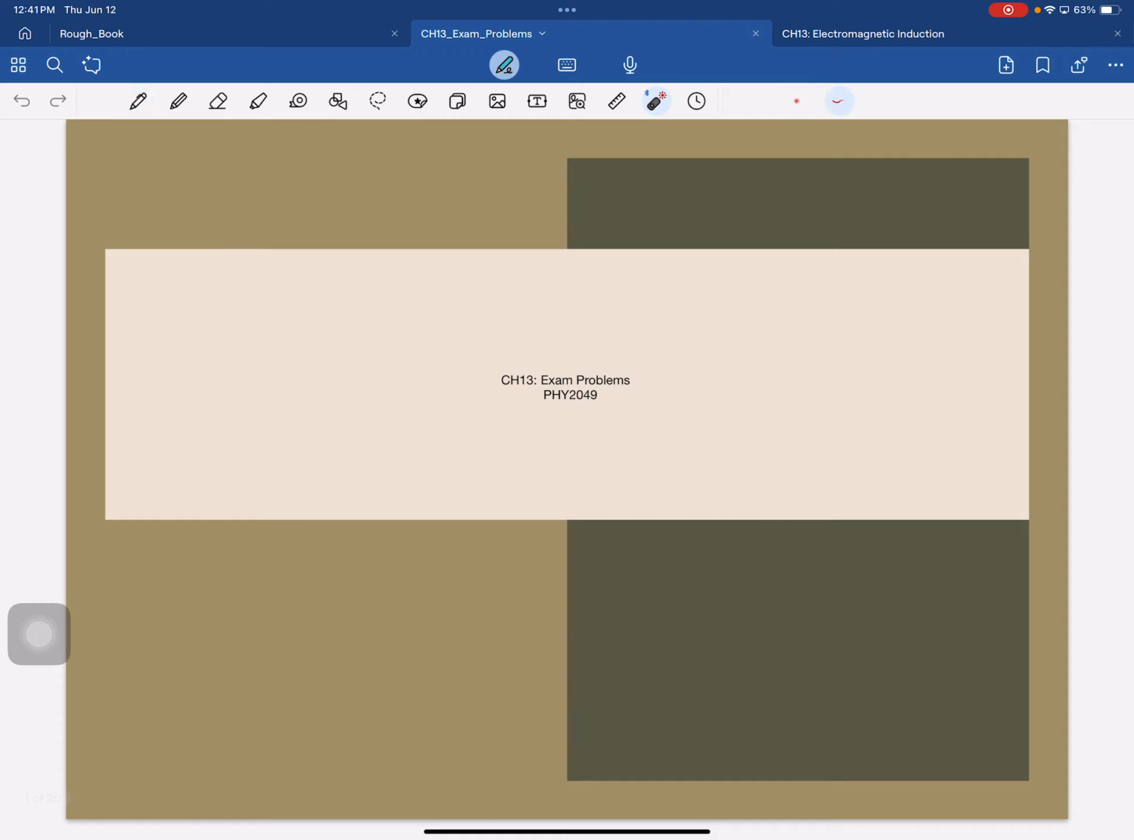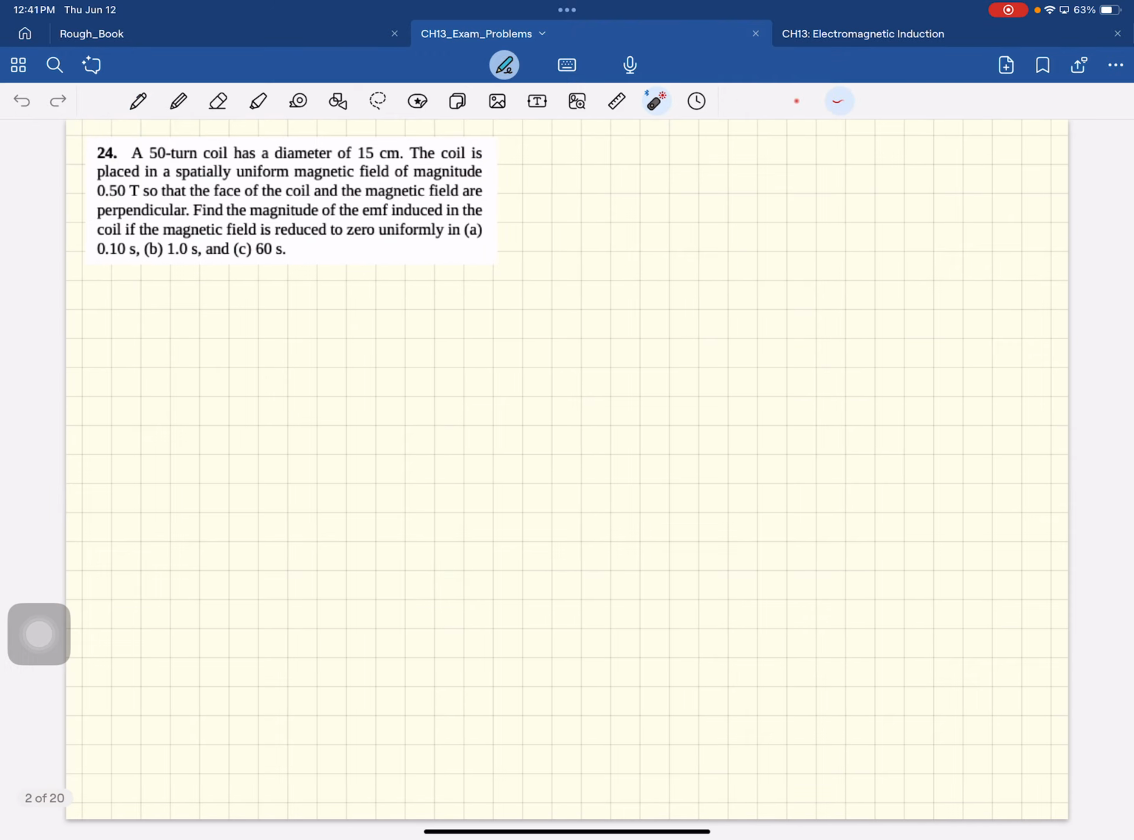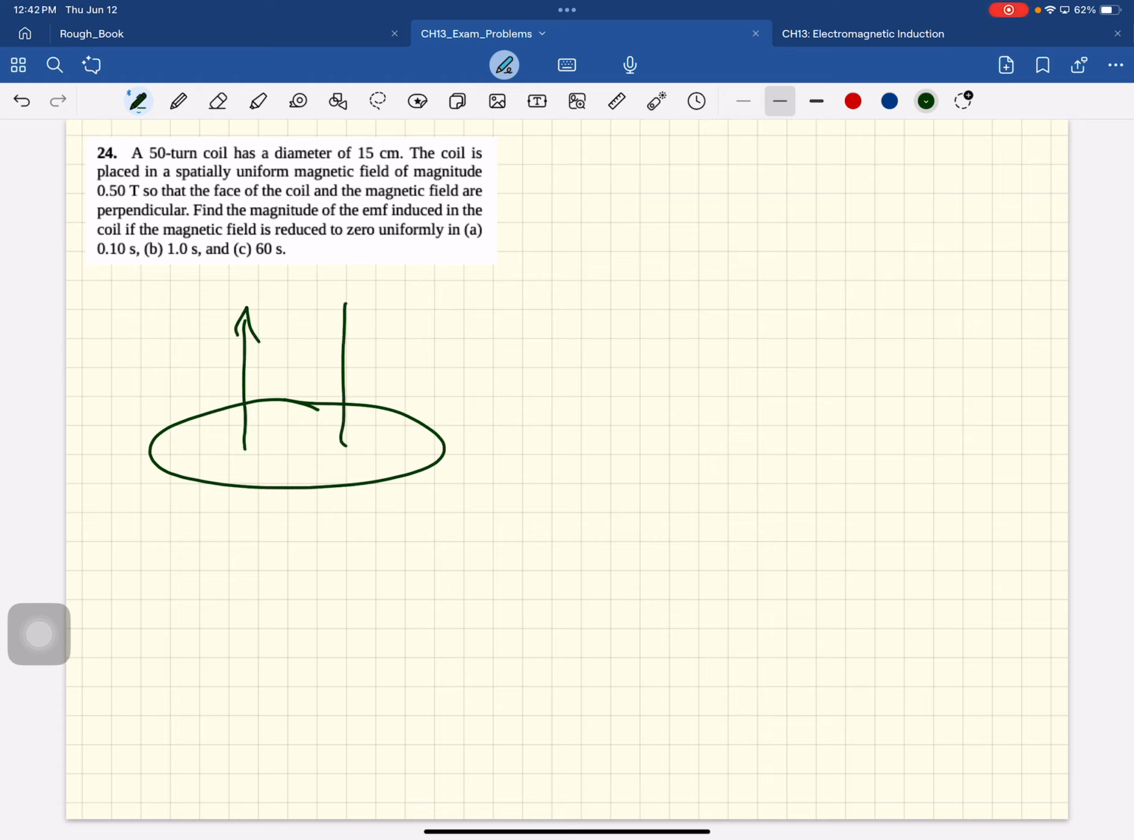Okay, so we're doing problems from chapter 13. So this problem says a 50-turn coil has a diameter of 15 centimeters. The coil is placed in a spatially uniform magnetic field of magnitude 0.5 Tesla so that the face of the coil and the magnetic field are perpendicular. So there's the coil and there's the magnetic field.